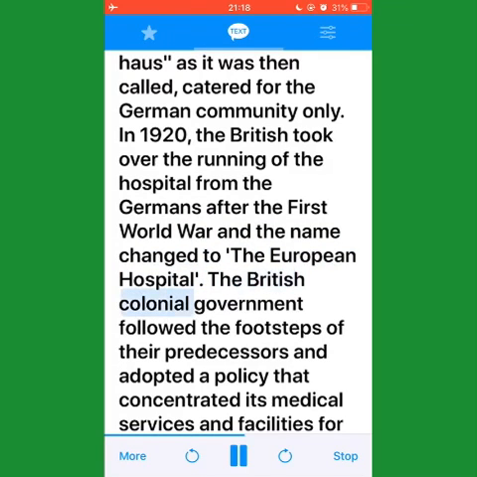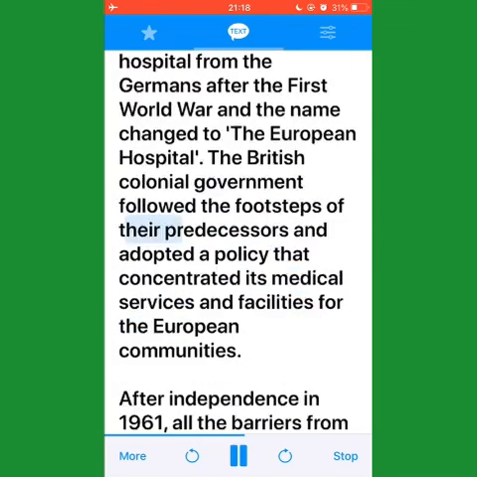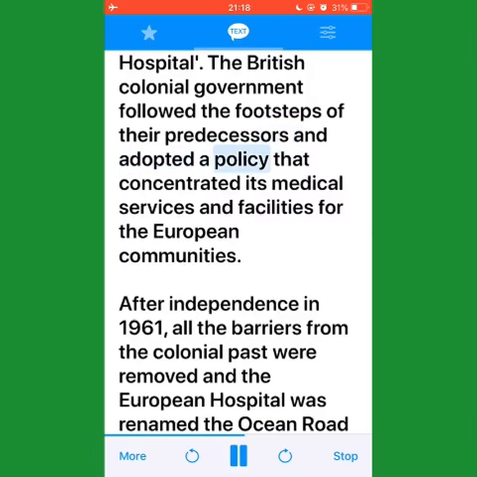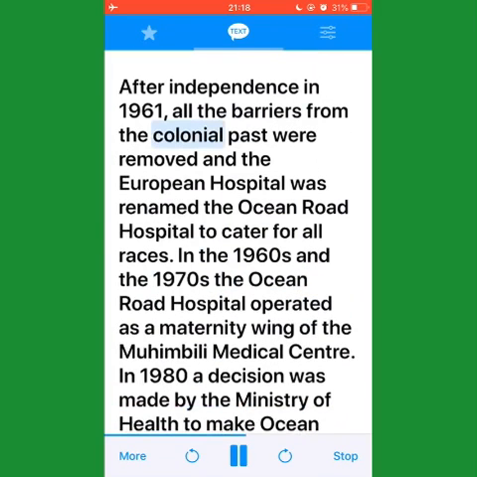The British colonial government followed the footsteps of their predecessors and adopted a policy that concentrated its medical services and facilities for the European communities. After independence in 1961, all the barriers from the colonial past were removed and the European hospital was renamed the Ocean Road Hospital to cater for all races.